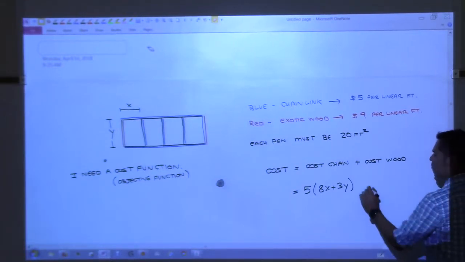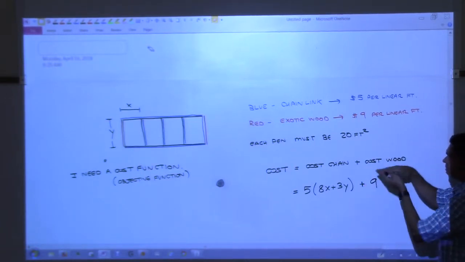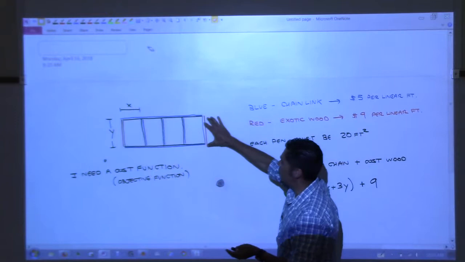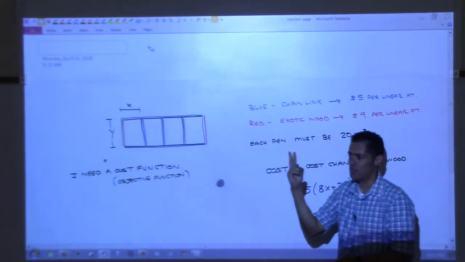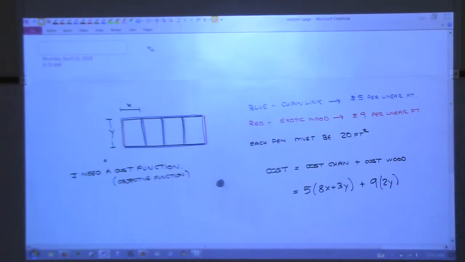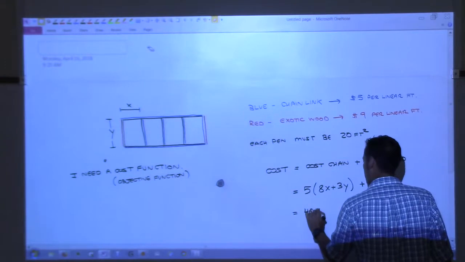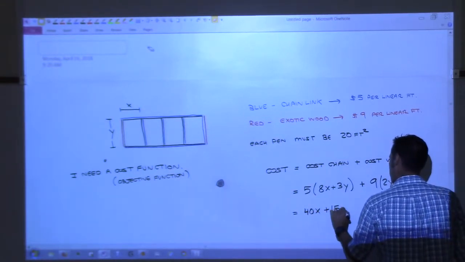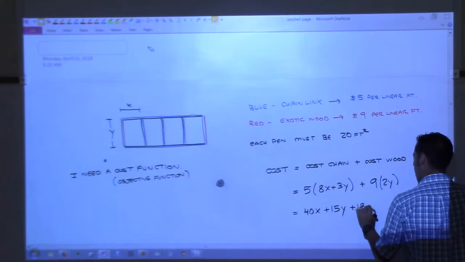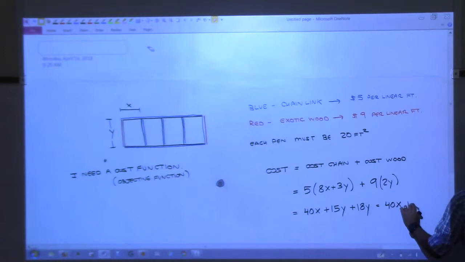Okay, how much is the cost of the wood? Well, it's $9 times however long we need, or the length we need for the wood, which is this section and this section, which is only 2 y's, right? And I can actually distribute, and I have something here. It's not a function, but it is something. This is 40x plus 15y plus 18y. So this gives me 40x plus 33y. Agreed?